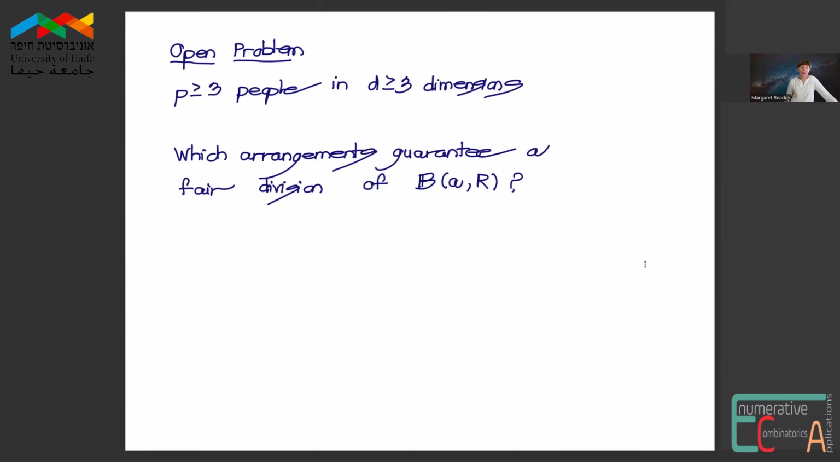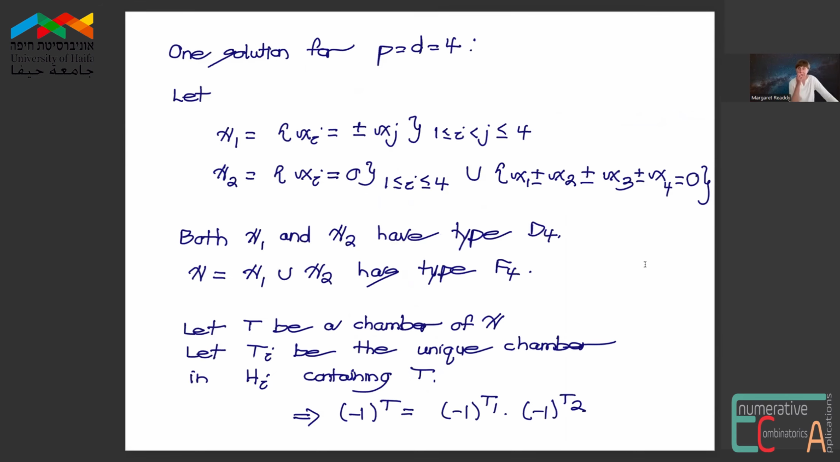It's open what happens when you have at least 3 people and at least 3 dimensions: which arrangements are going to actually give us a fair division of the ball? We have really no idea. There is one solution, and I'll quickly say something about it. This is the case when p is 4 and the dimension is 4.